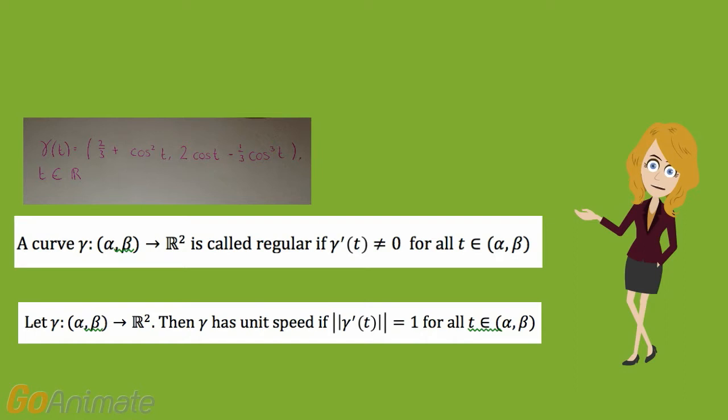If a function is not regular, you can sometimes restrict the domain so that the function is regular. We can also work out if the function is unit speed. This means that the speed of the function always equals 1.